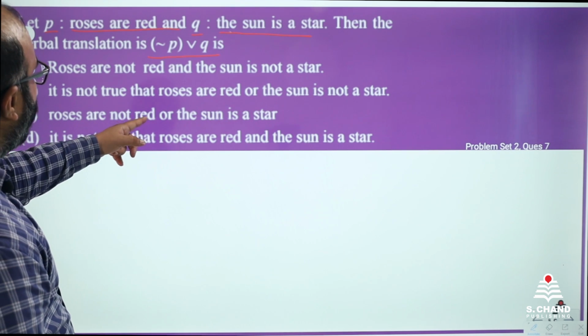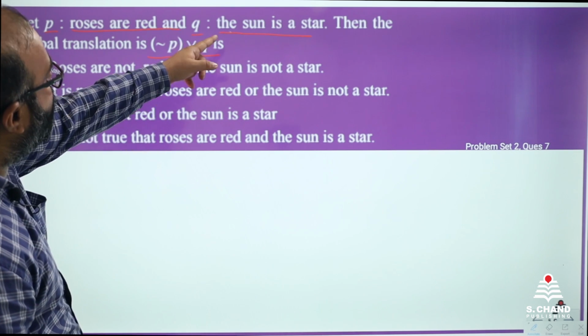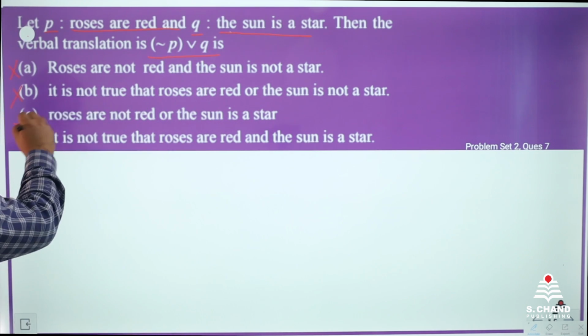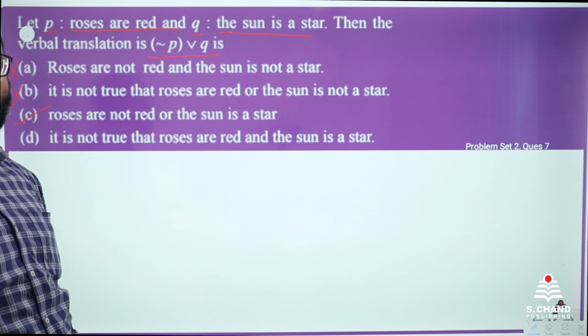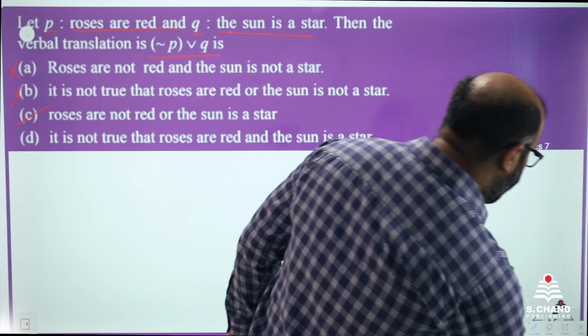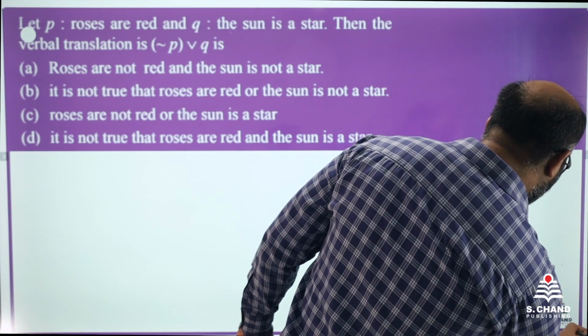Roses are not red, that is fine, or the sun is a star, the sun is a star is Q, so you can take this option. So you can do this orally without solving it mathematically, because here truth table is not required. Let us come to the next question.